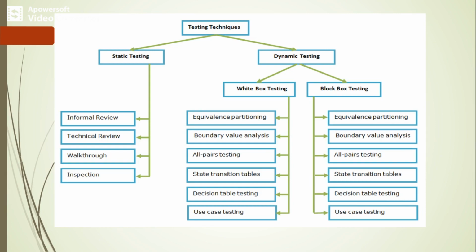Apart from that, we are also using different testing techniques. In that, the first one is equivalence partitioning, the second one is boundary value analysis, the third one is all pair testing, the fourth one is state transition table, the fifth one is decision table technique, and the last one is use case testing technique. So this is about black box testing and white box testing, and what are all the different testing techniques we are using under black box and white box. Okay, these two come under the dynamic testing techniques.